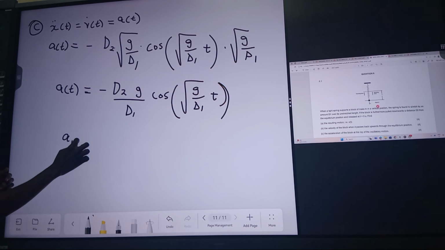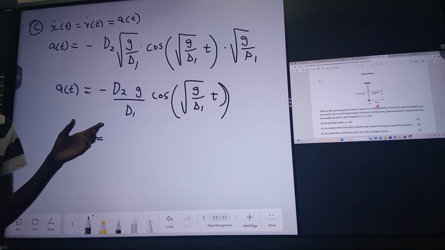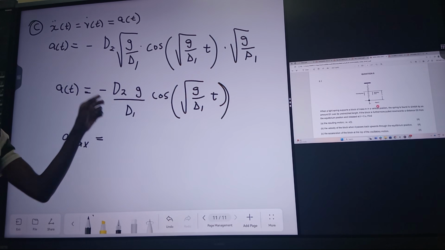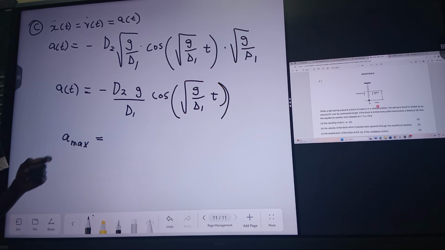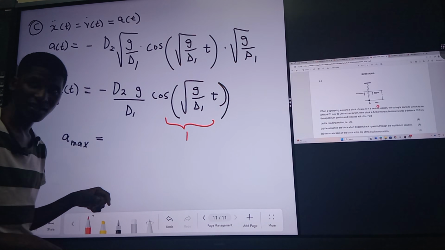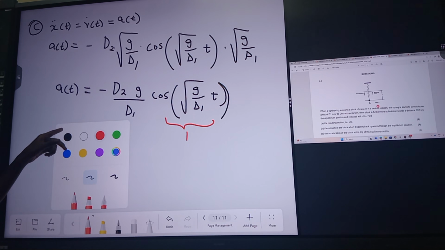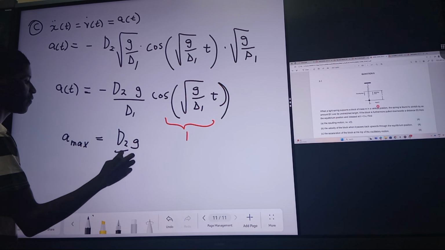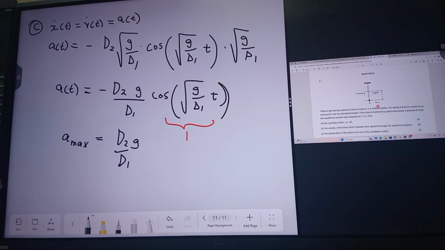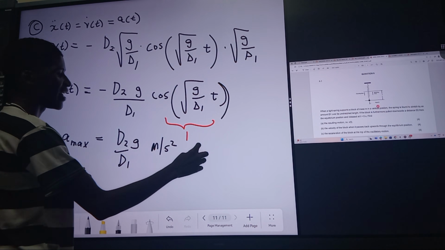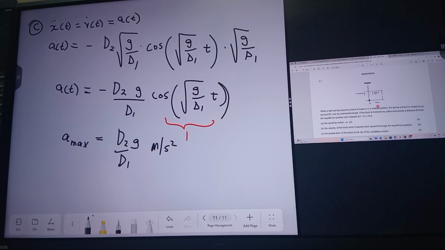So using this equation, we know that cos and sine behave the same way. They've got the same maximum value, same minimum value. So for this term to be maximum, mathematically, this whole thing must be equal to 1. So for a max, we are only going to take d2 times g over d1. That is the maximum acceleration, and it is in meters per second squared, since this is a linear motion. And then, of course, it is maximum. Obviously, it is changing direction at that point.